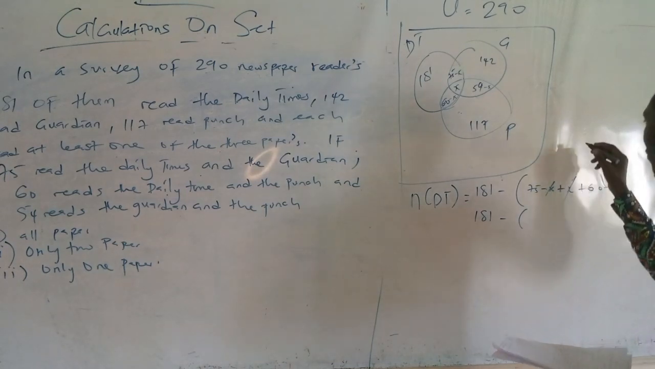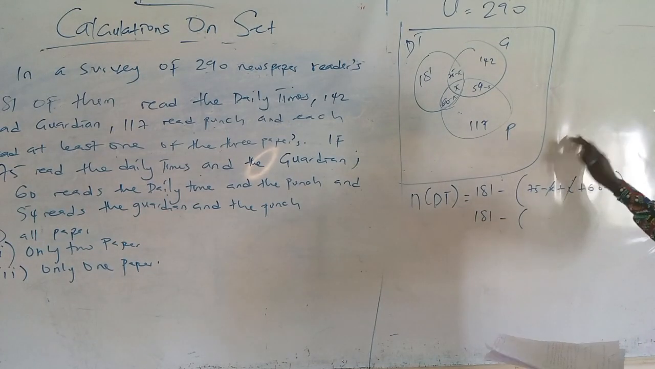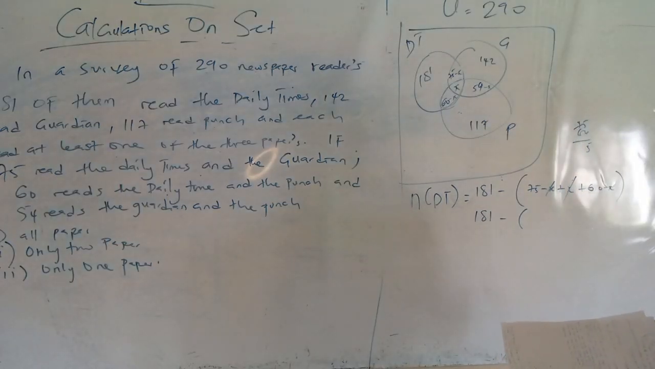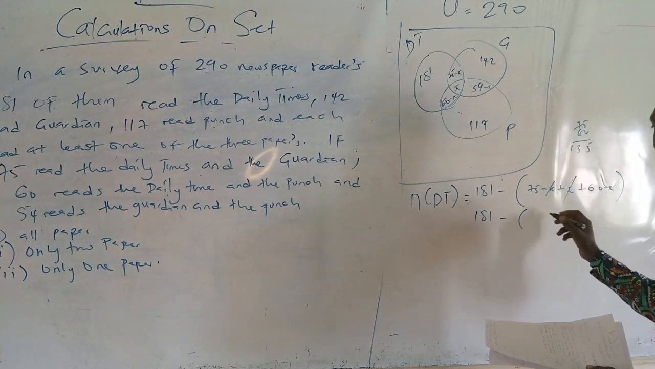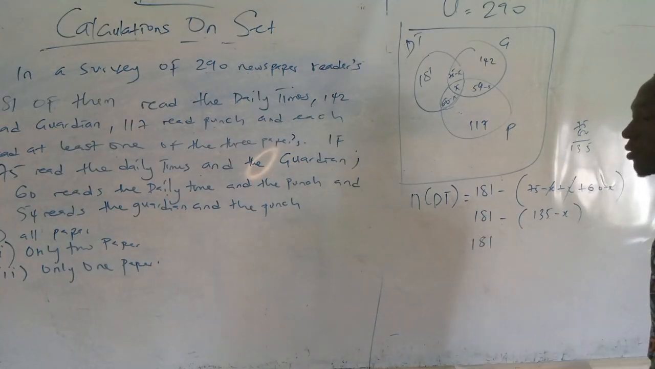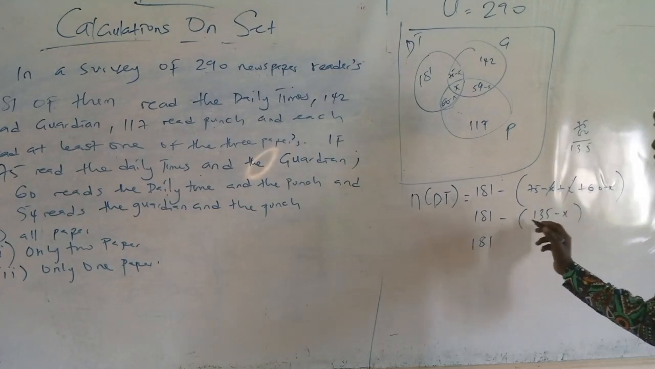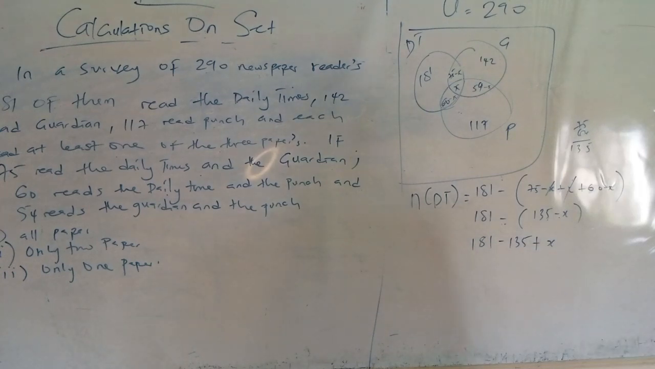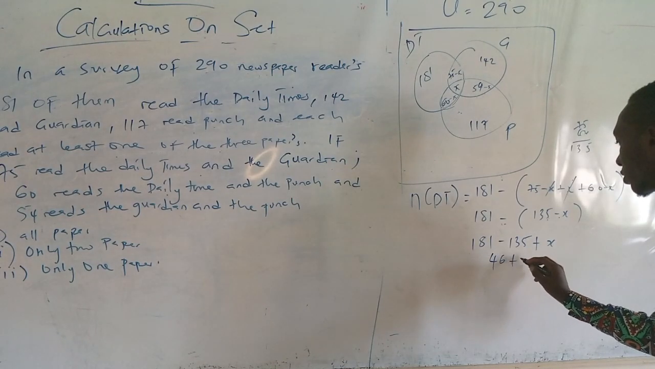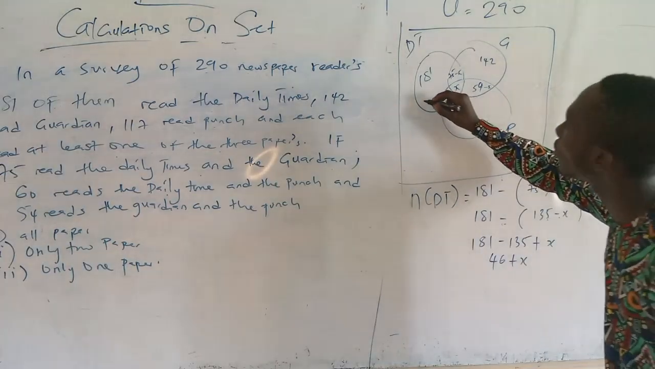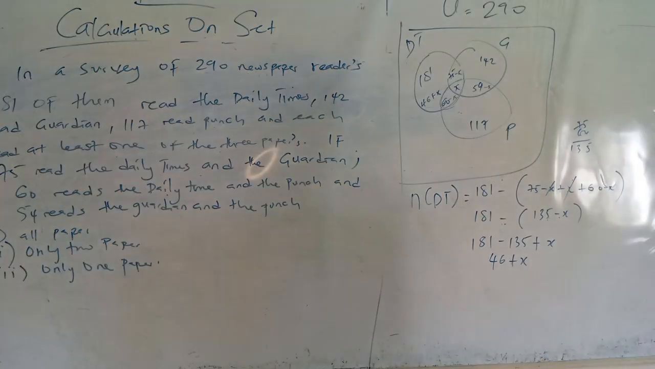Now 75 plus 60 is what? If you add it, 5 plus 0 is 5. 7 plus 6 is 13. So 135. So I am left with 135 minus x. Use the minus to open the bracket. Are we together? Minus times 135 is minus 135. Minus times minus x is plus x. Now 181 minus 135, we have 46 plus x. So people that read only Daily Times is 46 plus x. So we can put 'only' here, 46 plus x, so that we won't forget.